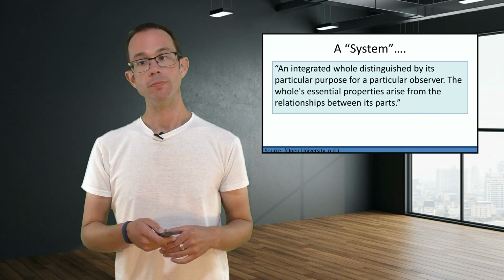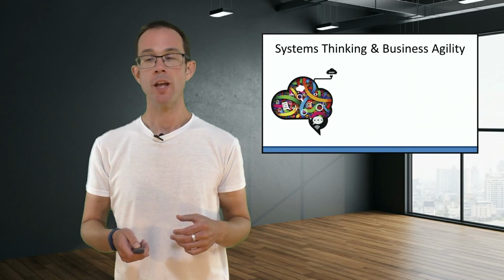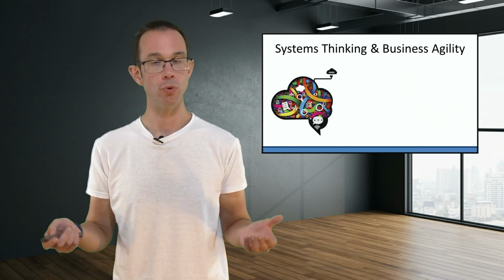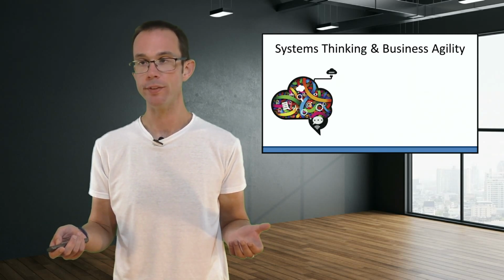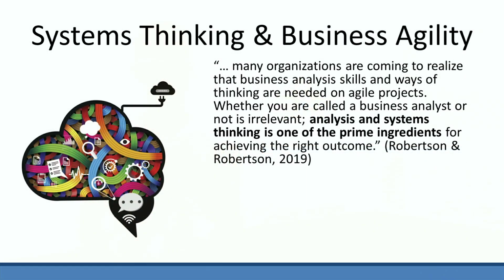So how are systems thinking and business agility related, and why should we care? I've chosen just a couple of extracts here from some authors, some thought leaders that you may well be familiar with. In their fantastic book, Business Analysis Agility, James and Suzanne Robertson commented that analysis and systems thinking are one of the prime ingredients for achieving the right outcome.